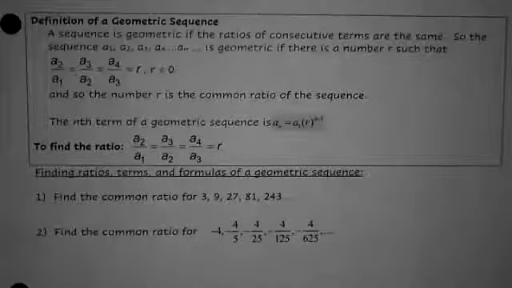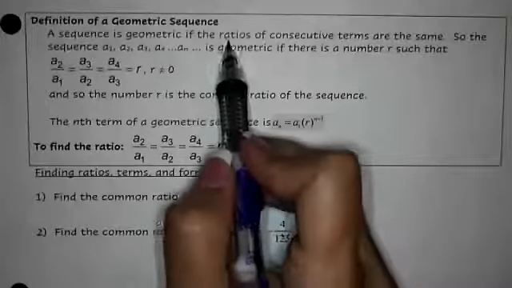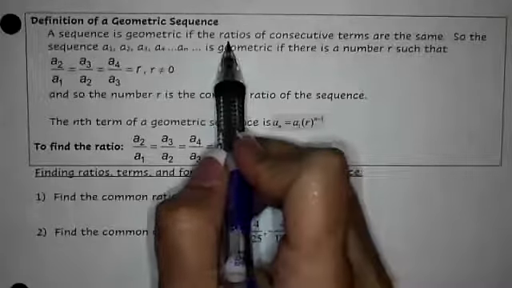All right, today we're going to do geometric sequences. It says a sequence is geometric if the ratios of consecutive terms are the same. So what does that mean? Last time we talked about arithmetic sequences and we said the first differences were constant. Here they're saying the ratios are constant.